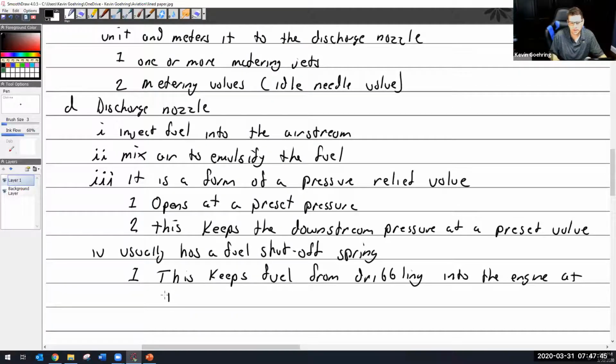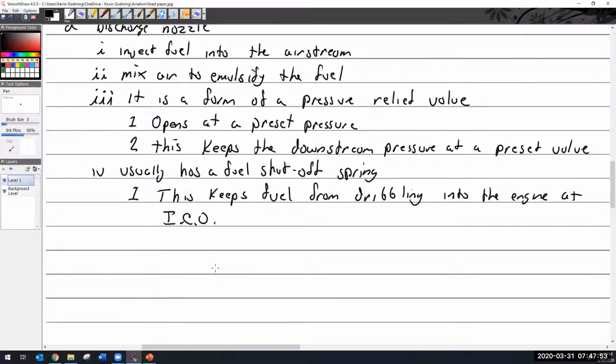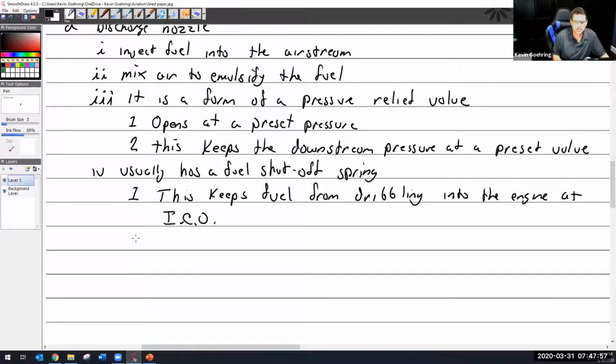At ICO. And everybody should know what ICO stands for, which is? Idle cutoff. Idle cutoff is correct. And the reason why I'm using that is because that is an actual industry term, and you will just see that. It's sometimes even stamped on things, ICO, and you're like, oh, what do you see? So ICO.